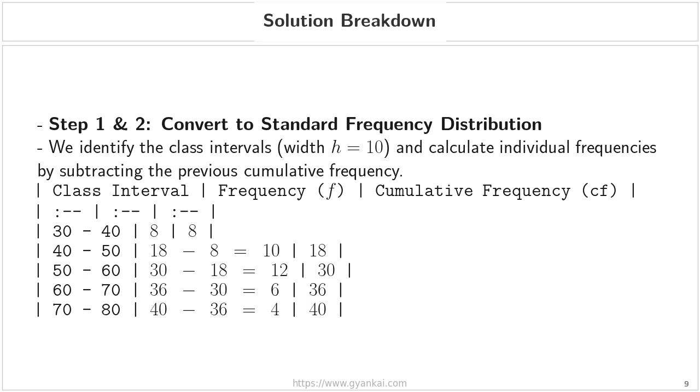For the 50 to 60 interval, we take 30 and subtract 18, resulting in a frequency of 12. In the 60 to 70 interval, we subtract 30 from 36, leaving us with a frequency of 6. Finally, for the 70 to 80 interval, we subtract 36 from 40, which gives us a frequency of 4. Now that we have this completed standard table, we are ready to move on to the next slide to identify exactly which class contains our median.